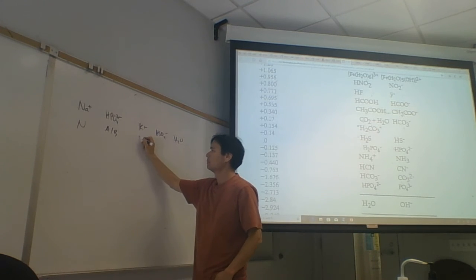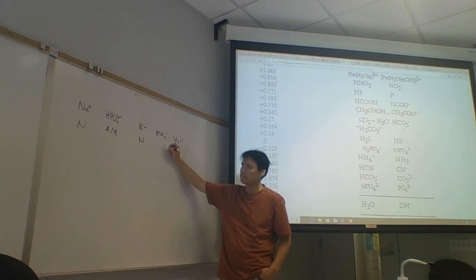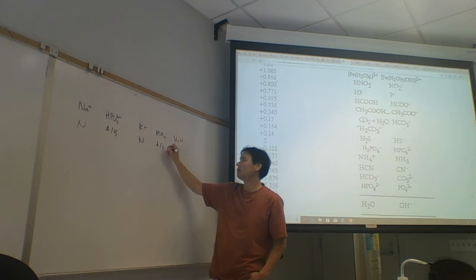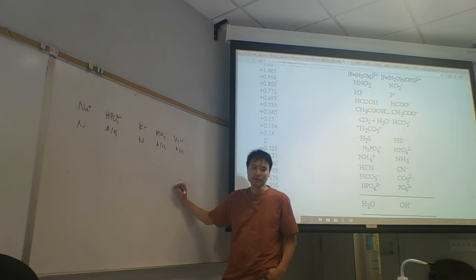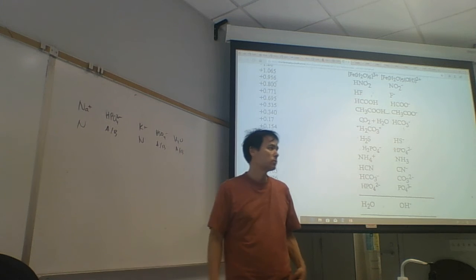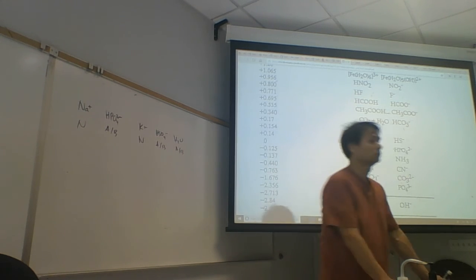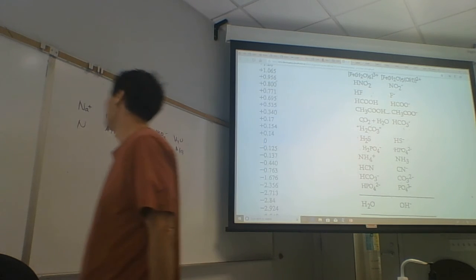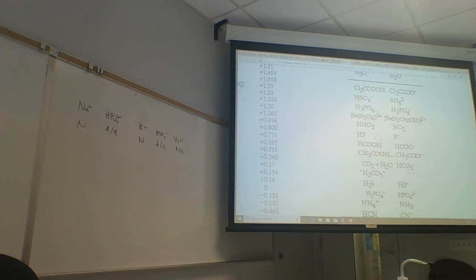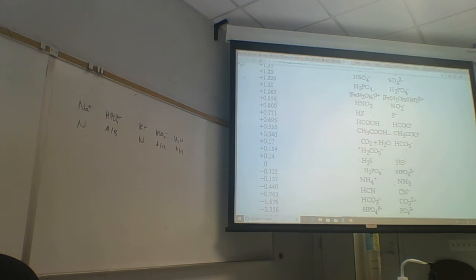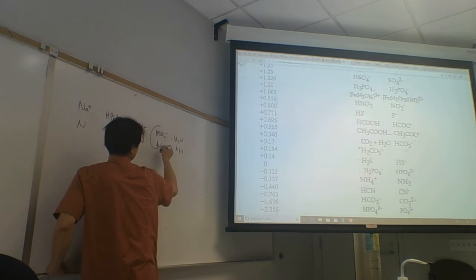Potassium ions, not applicable. HSO4 minus, acid base. Water, acid base. So we have 3 acids, 3 bases. Which one's the strongest acid? Let's take a look. Yeah, if you know the chart, HSO4 minus is the strongest acid on this list. On this list, HSO4 minus is the acid.